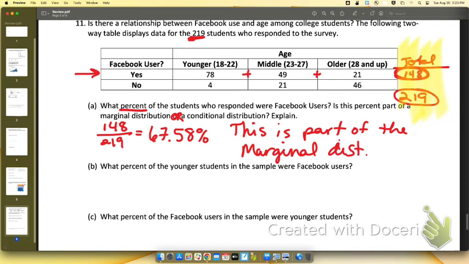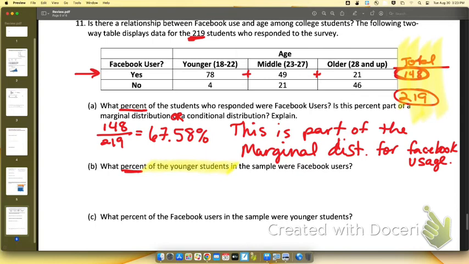This is part of the marginal distribution. And we can even go further and say this is a part of the marginal distribution for Facebook usage. Okay. What percent of the younger students in the sample were Facebook users?